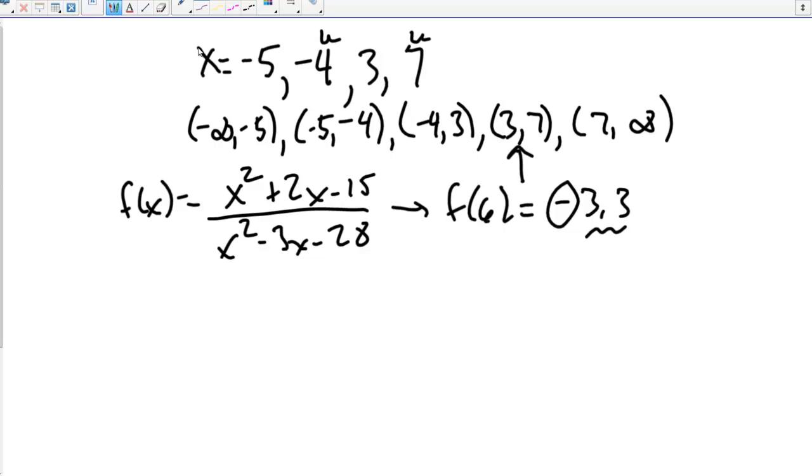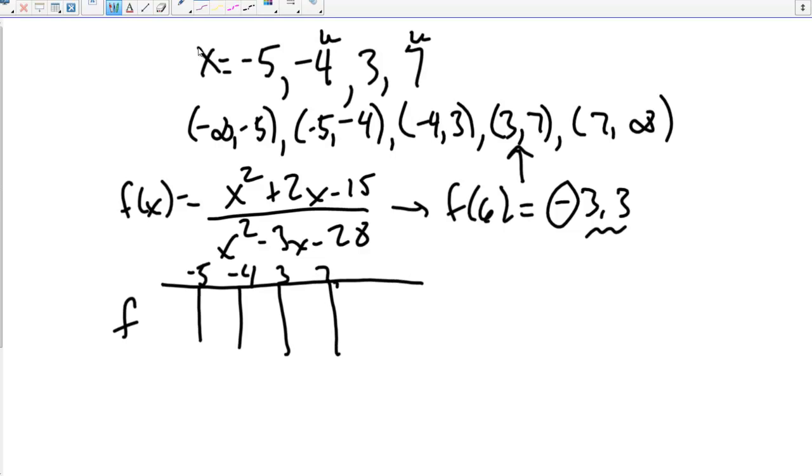And then we can do this very same thing, select a value and plug it in, for each one of these intervals and see what happens. And when we do that, we can make a little chart, I call it a sign chart for f, and I will list out left to right from smallest to greatest our critical values.